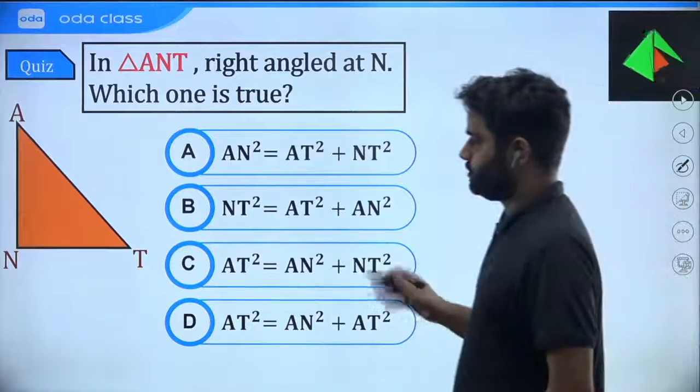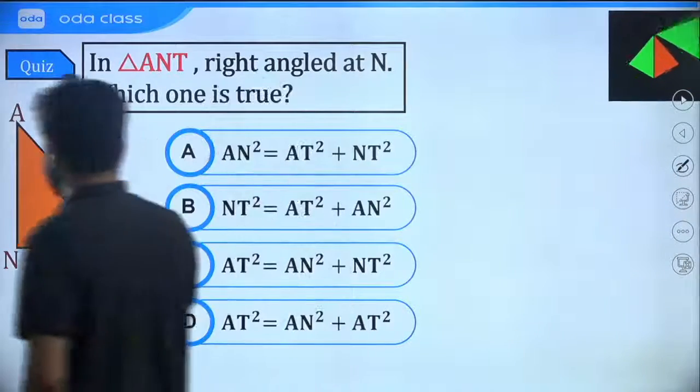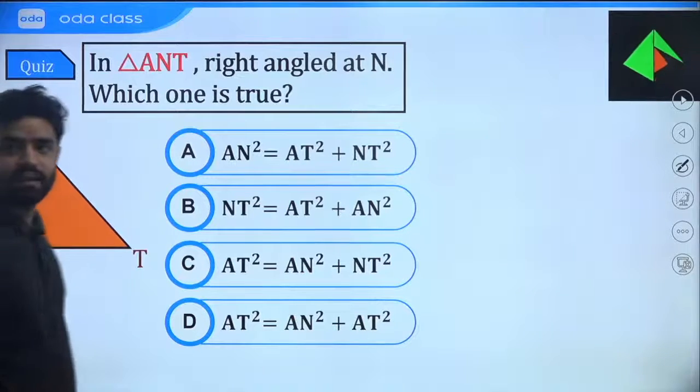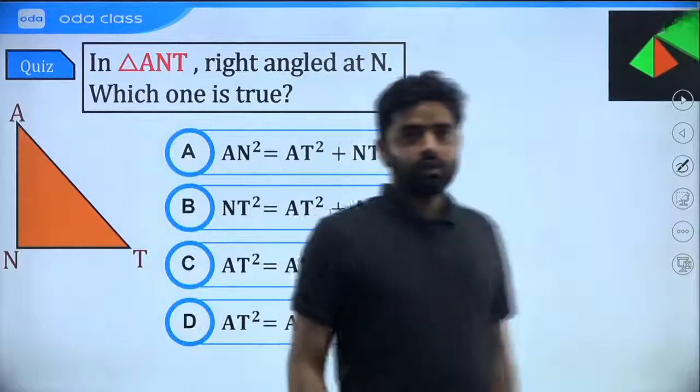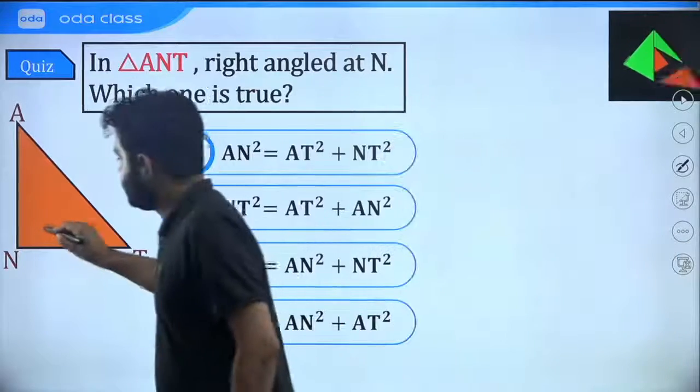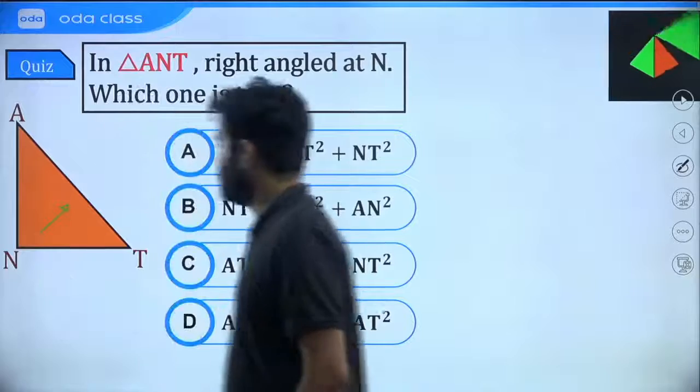Now we will know where the 90-degree angle is. We can tell that AN and NT are legs. So if AN and NT are legs, then AT will be my hypotenuse. So what do I need to write?